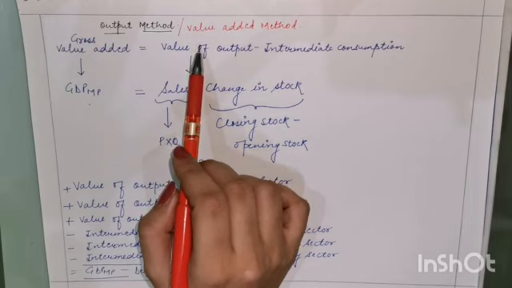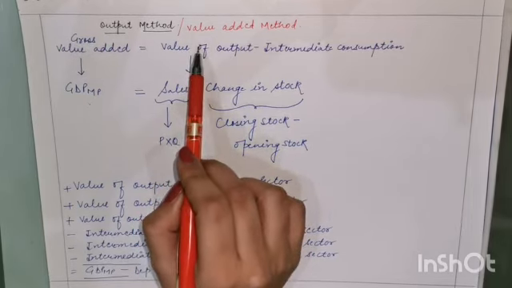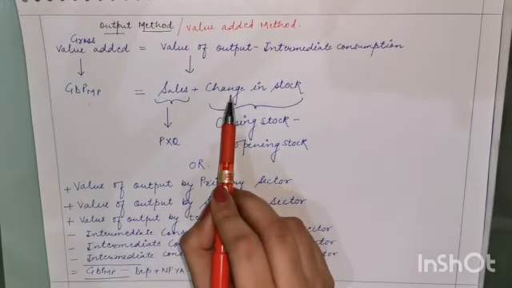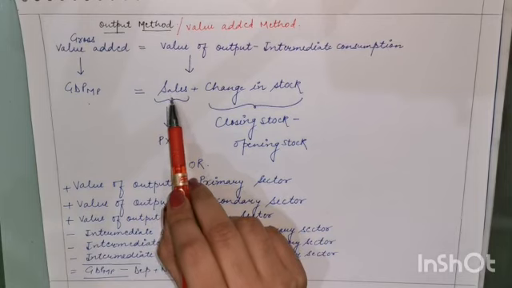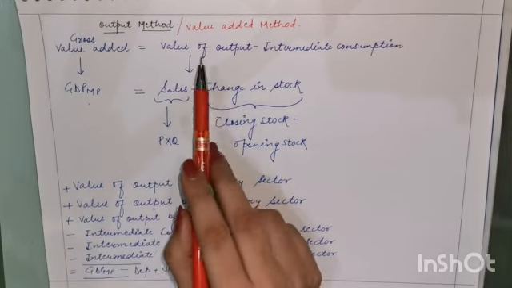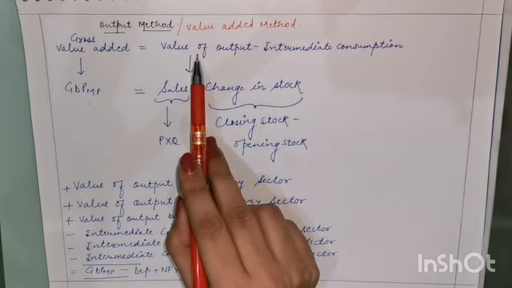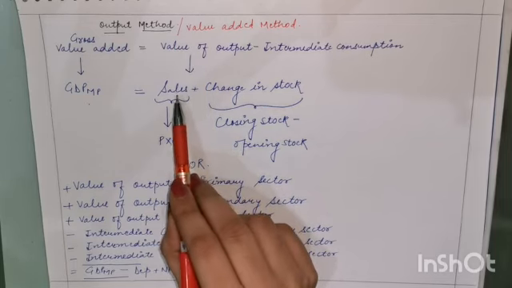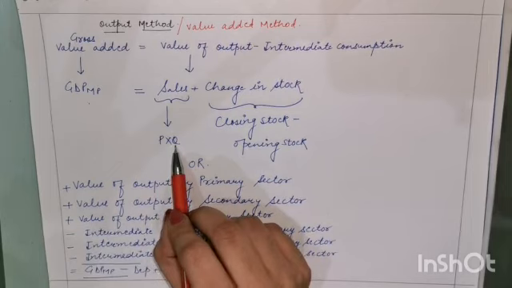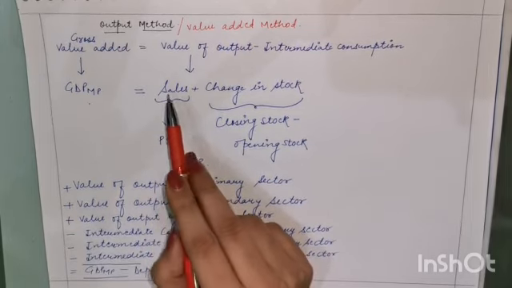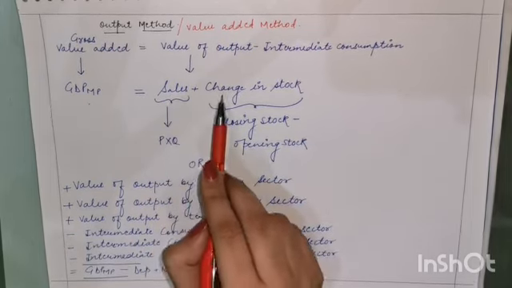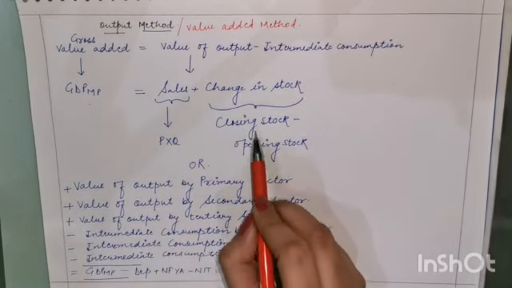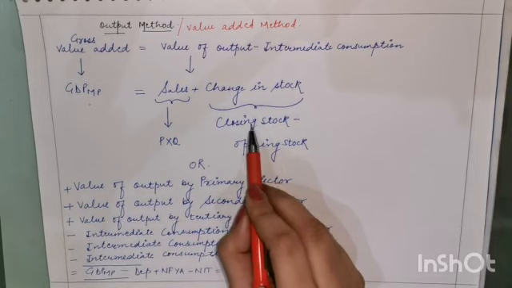If the value of output is not given in the question, how to find that value of output? We need to add change in stock to the value of sales. Sales plus change in stock will be equal to value of output. If the question does not provide you with the value of sales, you have to multiply price into quantity. Price into quantity will be equal to sales plus change in stock. If change in stock is not given, then we have to subtract opening stock from closing stock.